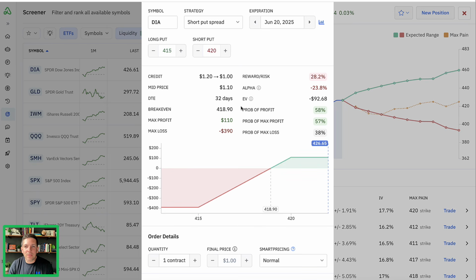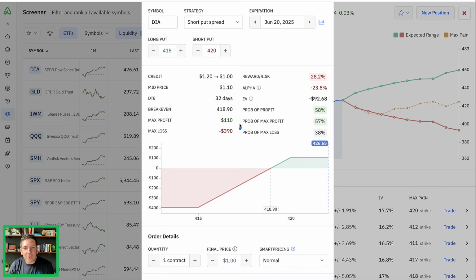Market's moving around, obviously, but we sold the 420 put option, and then we bought the 415 put option in DIA. That's where it gives us this payoff diagram here, and you can see we've got a nice wide partial profit, partial loss zone in here as well.